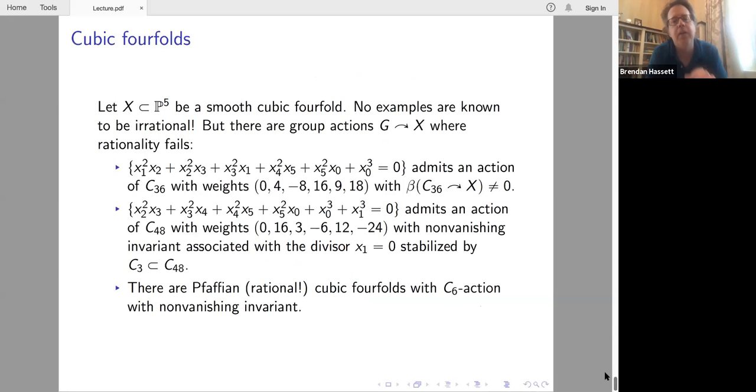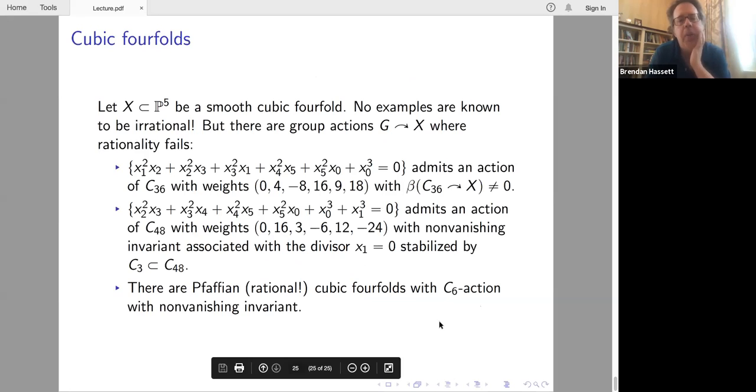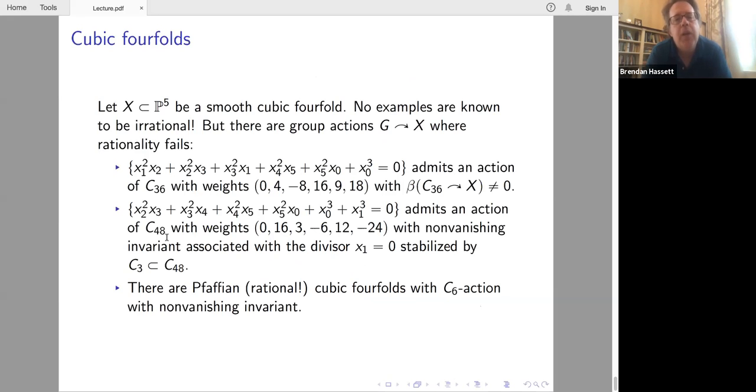So the last thing I want to talk about is cubic fourfolds. Some of this I may have said already. I'm sorry if I'm repeating myself. We don't have examples, at least I don't know how to prove that any smooth cubic fourfold is irrational, although there are ideas as to how to do this. But if you look at cubic fourfolds with group actions, you can find instances where they are not birationally trivial as G varieties. And even the original Kontsevich-Pestun-Tschinkel invariants are sufficient to do that.